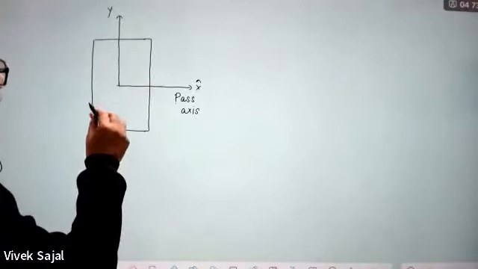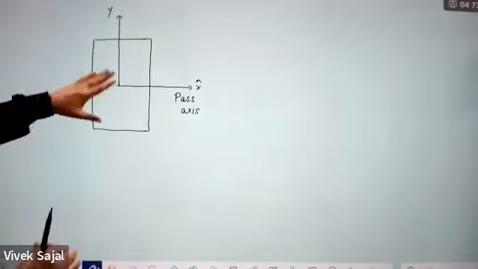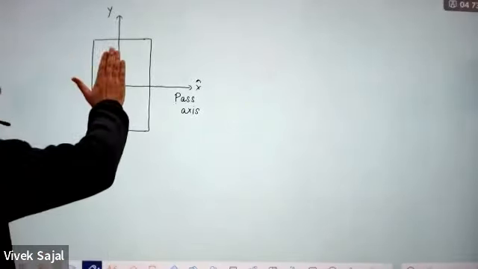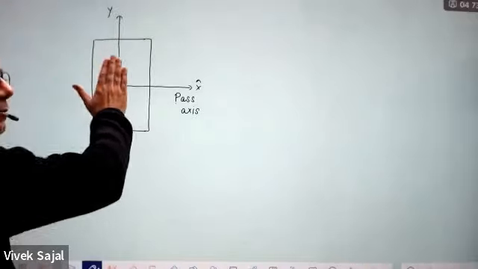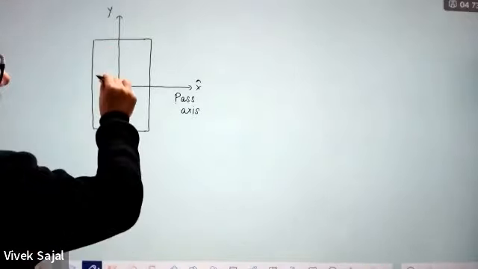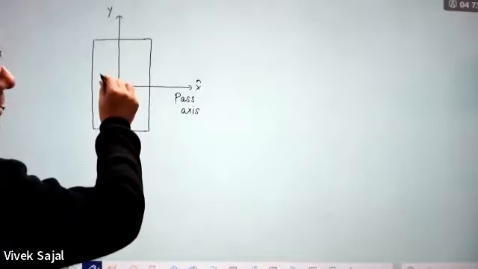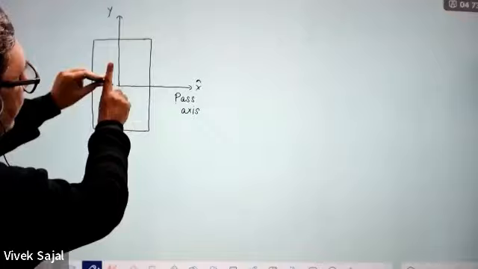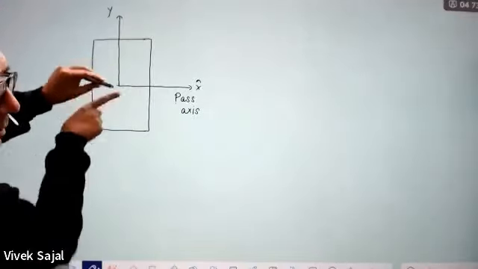So now a light is incident on it. This is the XY plane. Light is propagating in this direction and falling on it like this. The electric vector of this light may be anywhere. It may be like this, it may be like this, it may be like this.